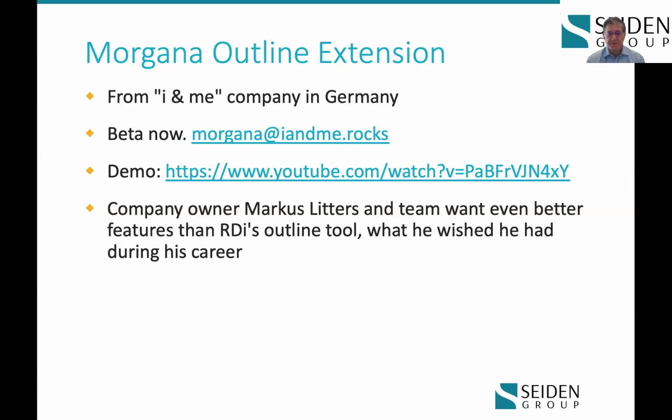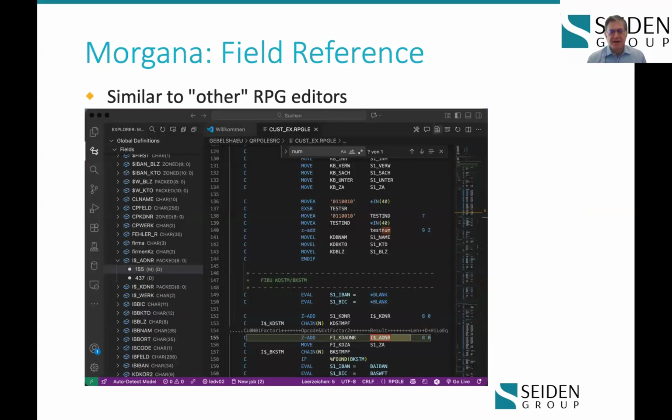There's a demo video, and their goal is not only to match what RDi had in an outline tool, but to create the features that he wished he had had during his career. Now, this may not be so important for new RPG code, but to look at old code, the outliner could really be helpful. I think this will probably be a paid product in the future, but for now you can get a beta, and I'll just show a few things on here. It has the feature of a field reference, similar to other RPG editors that you might have found, like the RDi one.